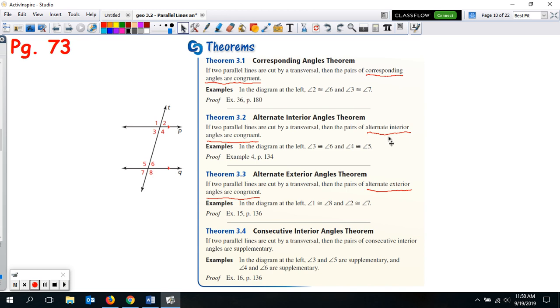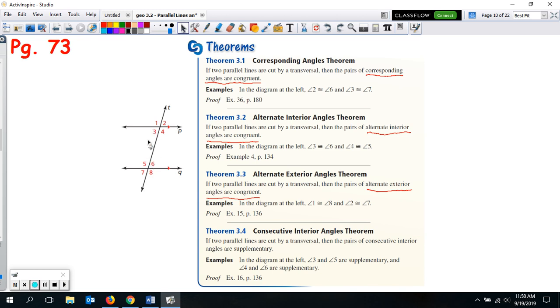So far, every single one here has been congruent. 3 of them are congruent. The consecutive interior angles, we're going to see, are not congruent. If we have the same situation, 2 parallel lines cut by the transversal, then for consecutive interior, we go back inside with 3 and 4, 5 and 6.